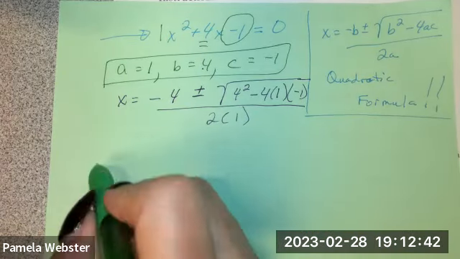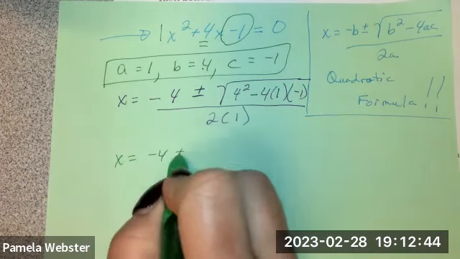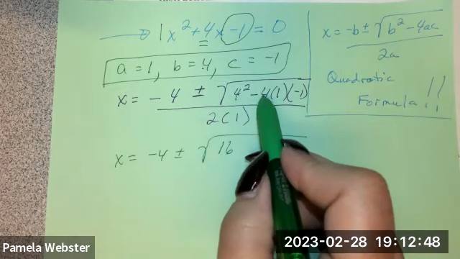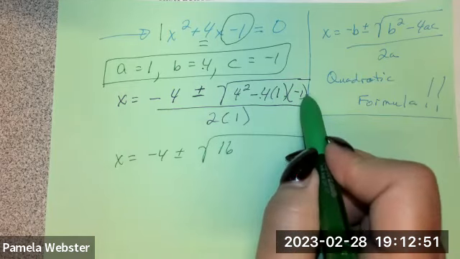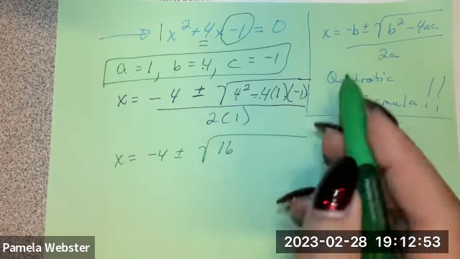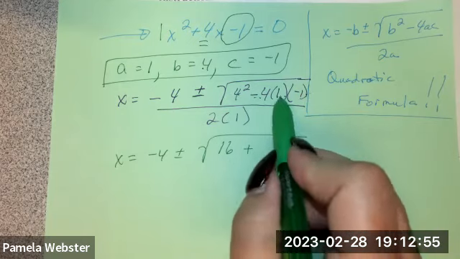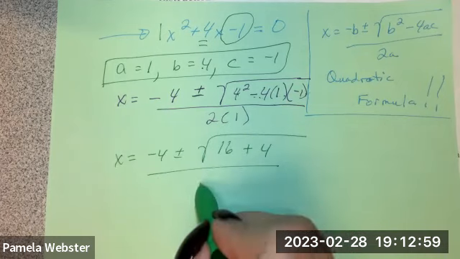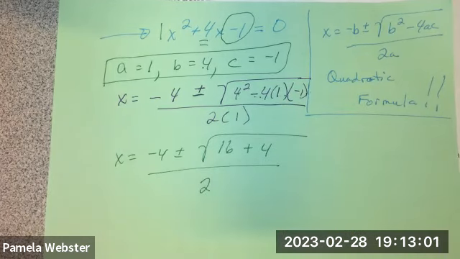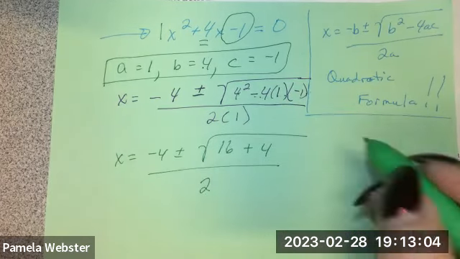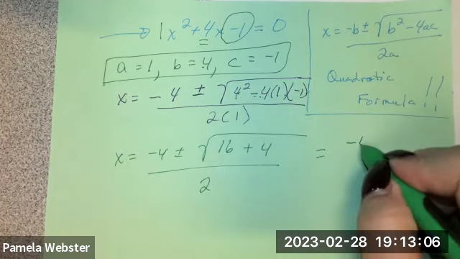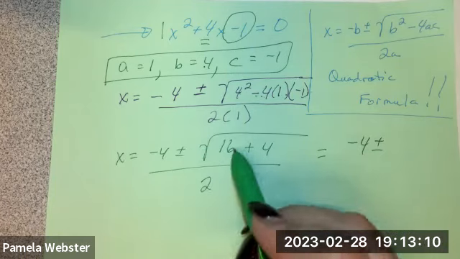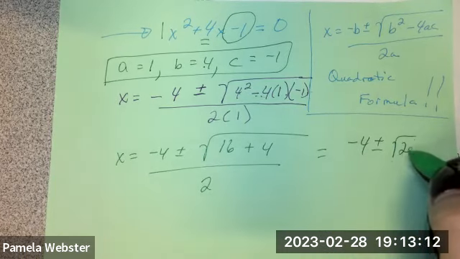So here we go, x equals -4 plus or minus. I'm gonna simplify this guy. 4 squared is 16. I've got a -4 times a 1 times a -1. Negative and a negative is gonna be a positive. 4 times 1 is a 4, okay? All divided by 2 times 1 is a 2. Now, hopefully we kind of see where the issue lies, because if I simplify this just one more, I've got -4 plus or minus the square root of 20, right?